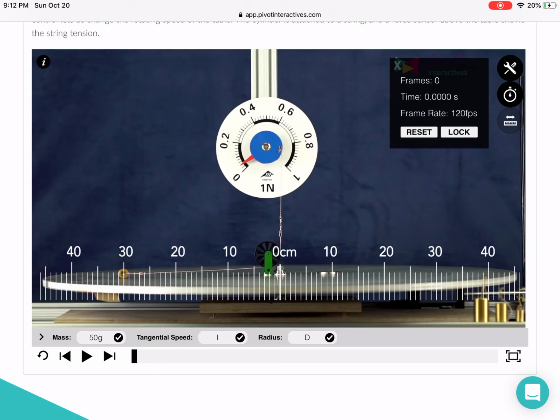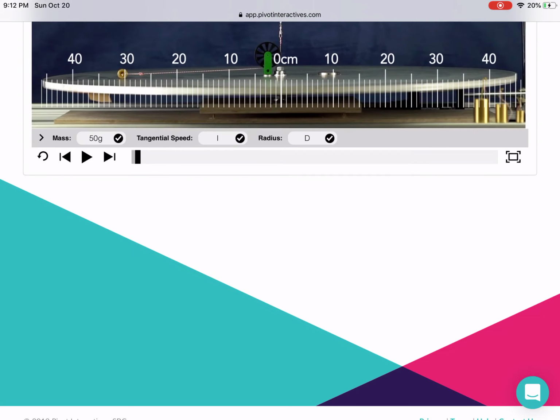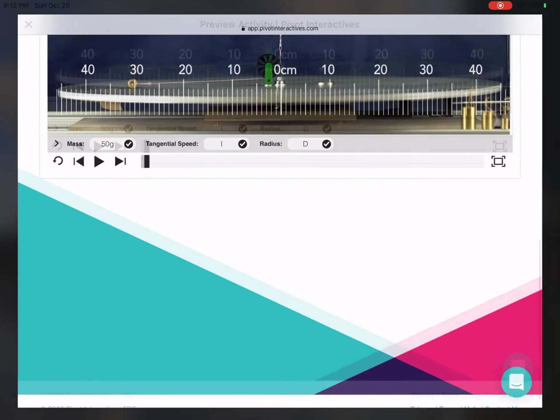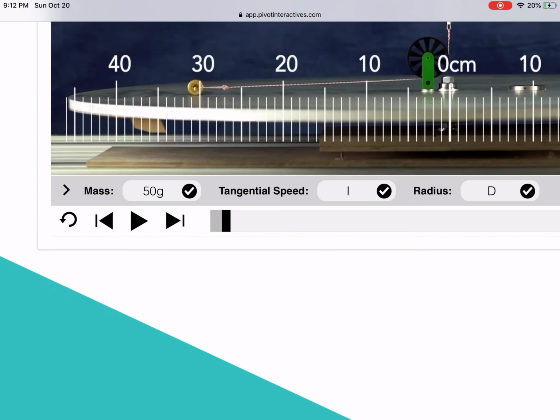So you're going to hit your little toolbox in the upper right-hand corner, turn on the clock and the ruler. First thing you can do is measure that radius. So this is pretty straight. You can tell that it's straight because the pulley looks like a circle. It's not on an angle at all.